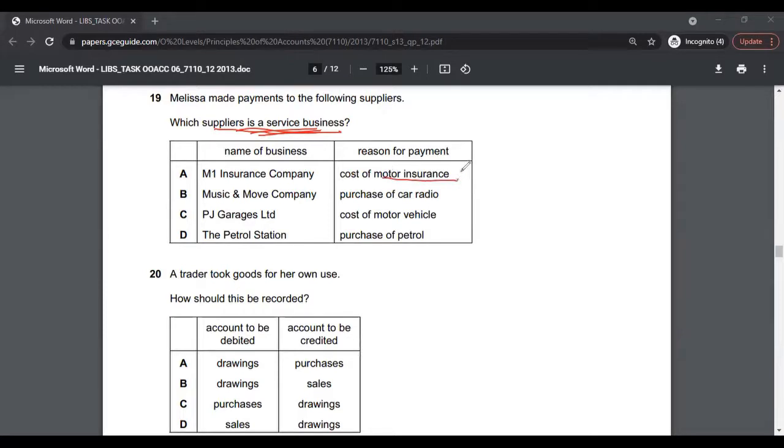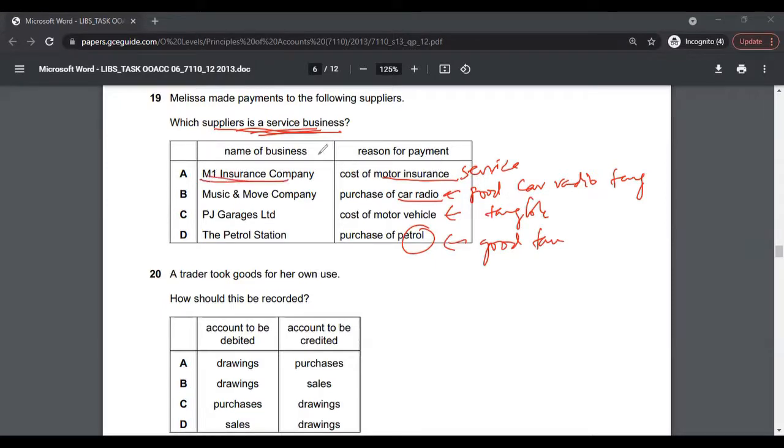Motor insurance, that's actually a service. Car radio, that's a tangible good. Motor vehicle, that's a tangible good. Petrol, that is again a tangible good. You can see petrol, you can feel petrol. But insurance is a service business, like the name of the business, an insurance company. The answer to multiple choice 19 is option A.